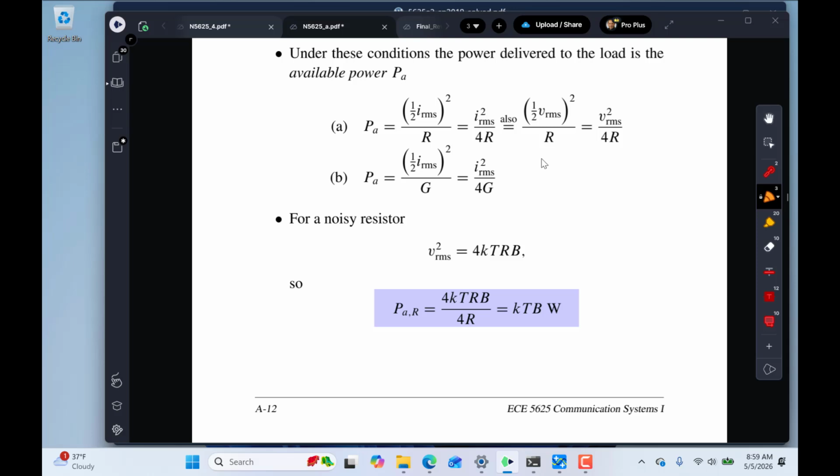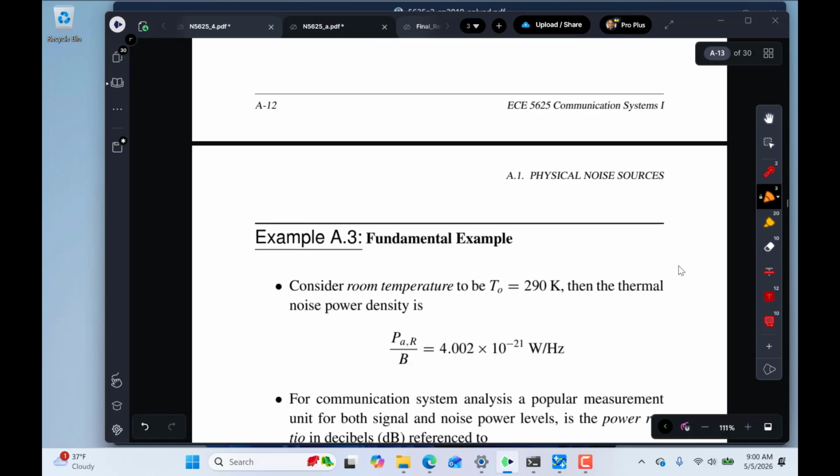So if we take that result here, VRMS squared over 4R, let's say part A, and put that into our VRMS squared as 4kTRB, what happens is we have this here, so we get this for the available power. It ends up being independent of the resistance, and the 4 goes away. Sometimes people refer to this as kTB noise: Boltzmann constant, temperature, and the bandwidth. That might seem interesting to you that it can be independent, but with maximum power transfer, that's what's happening.